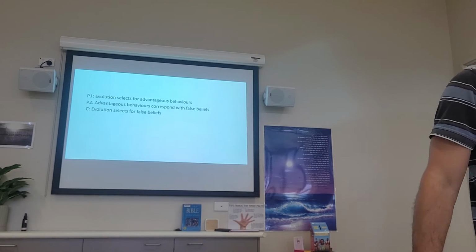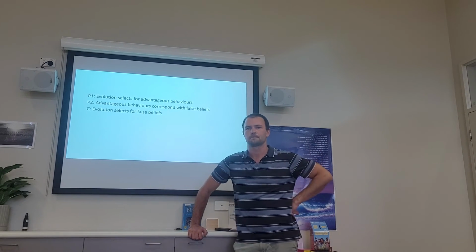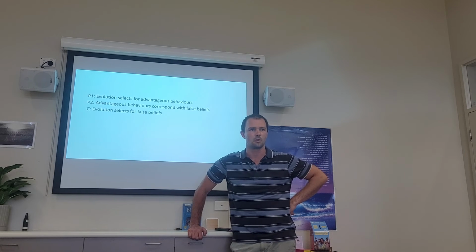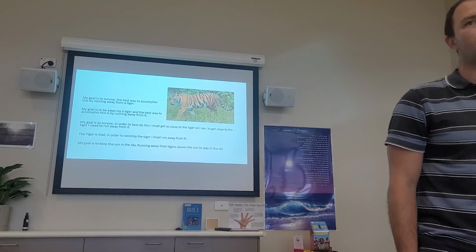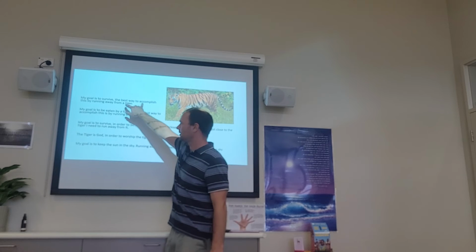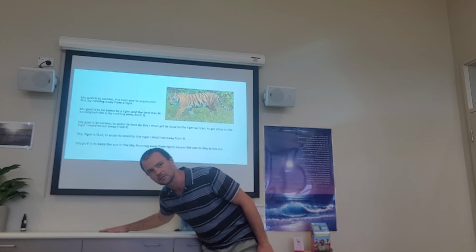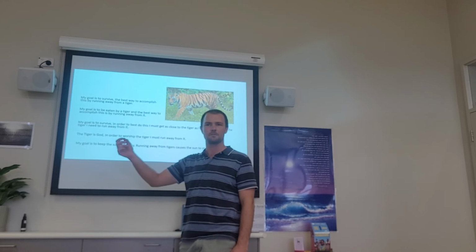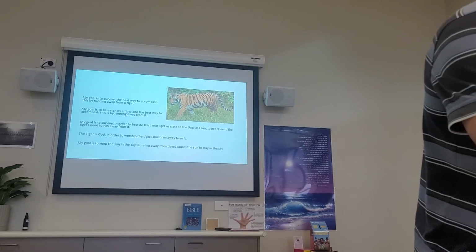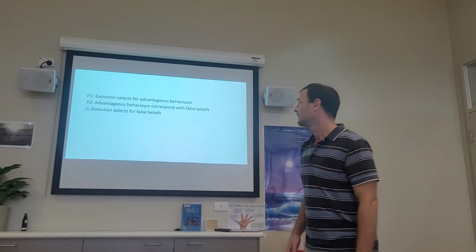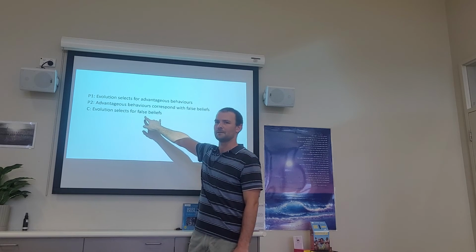So this is the argument that one develops. Evolution selects for advantageous behaviours. Advantageous behaviours correspond with false beliefs. When we go back here, I only listed 5, but there's one true belief, and there are an infinite amount of false beliefs. So the probability of an advantageous behaviour corresponding with a true belief is very, very low. That's why they've made this argument here. Evolution selects for advantageous behaviours. Advantageous behaviours correspond with false beliefs. Therefore, evolution selects for false beliefs.